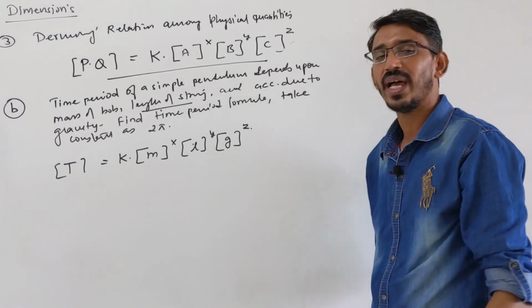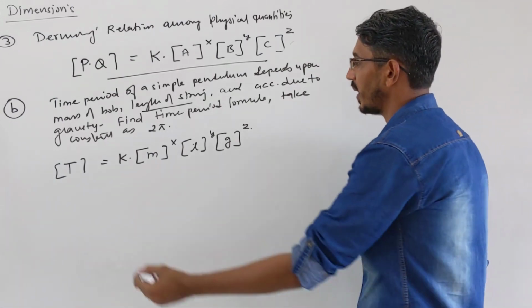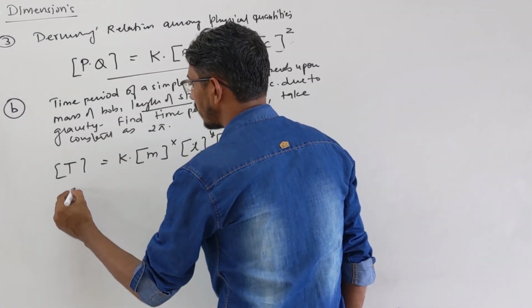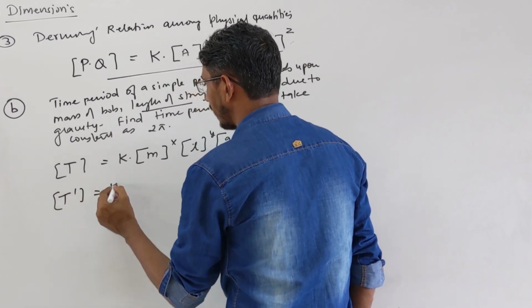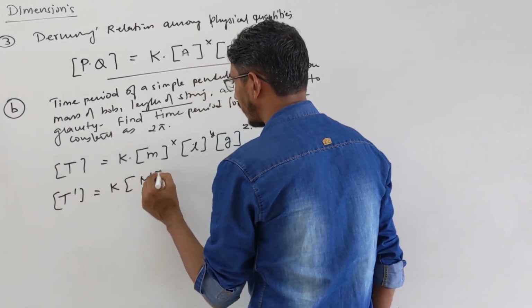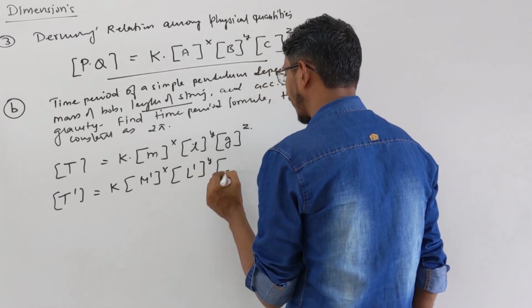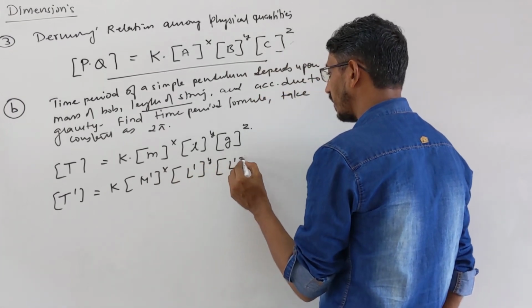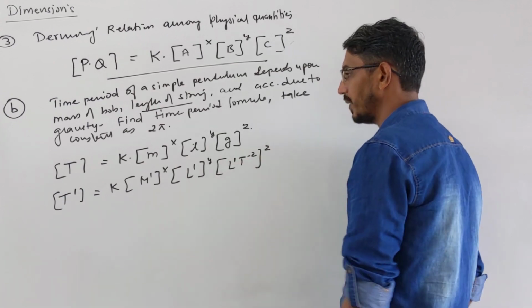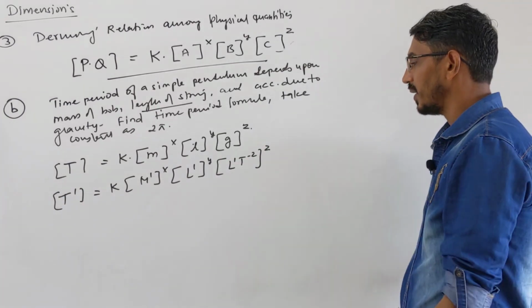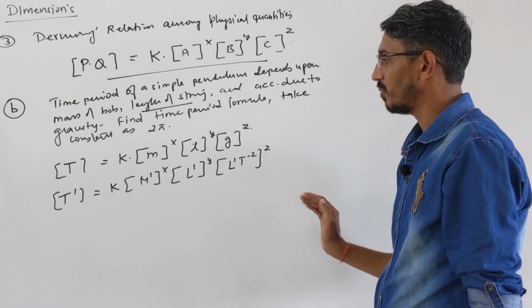Second step, you have to put the dimensions of all quantities. The dimension of time is T power 1 only. Mass is M power 1, to the power x. Length is L power 1, to the power y. And acceleration due to gravity is L power 1, T power minus 2, to the power z. Done.